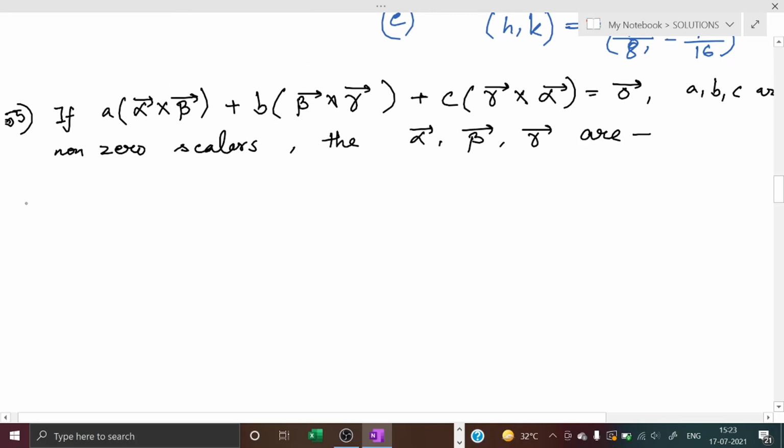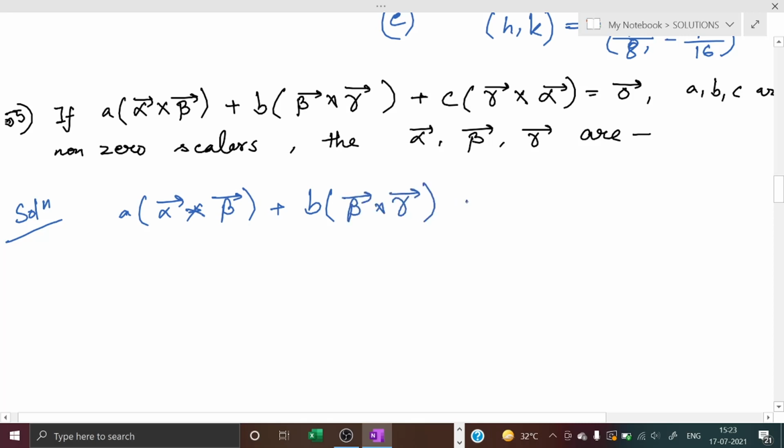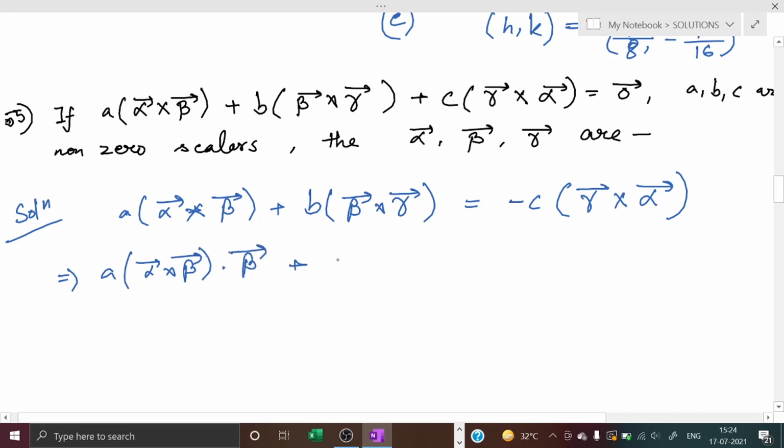Okay. Question 55 is a question on vectors. This is also a good question. a alpha cross beta plus b beta cross gamma plus c gamma cross alpha equals 0 vector. So take this on this side, and take the dot product with beta on both sides. So take it to be a alpha cross beta dot beta, and b into beta cross gamma dot beta equals minus c gamma cross alpha dot beta.